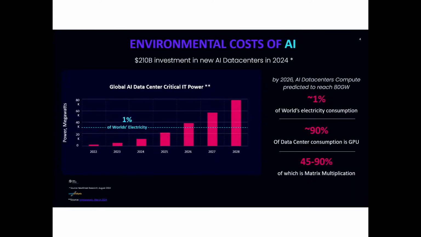And it also has a severe environmental impact. Next year, the cost of compute is going to cross 1% of global electricity, and I think in the US, it's more than 4%. Out of that, depending on estimation, anything between 45 and 90% is matrix multiplication.